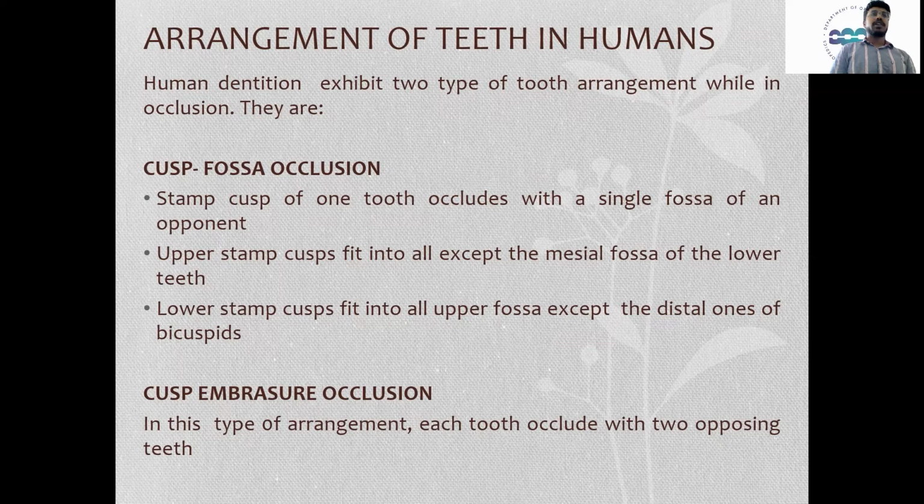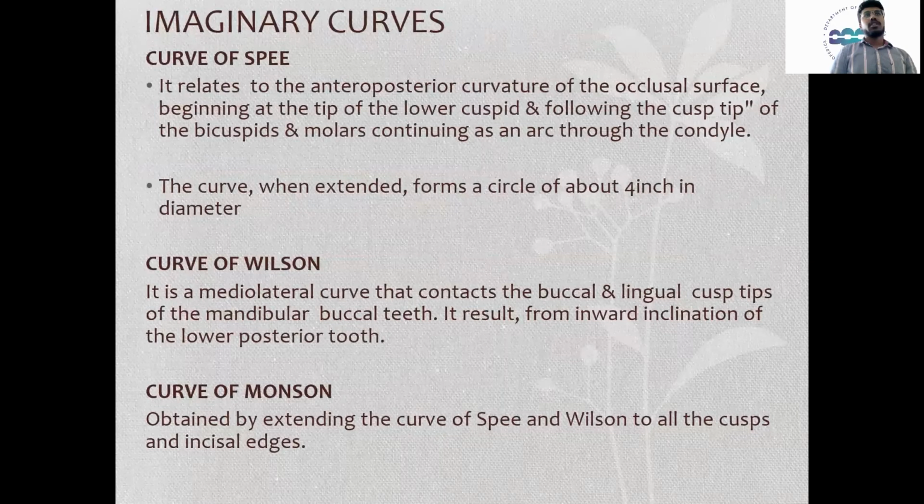Next comes the cusp embrasure occlusion. In this type of teeth arrangement, each tooth occludes with the two opposing teeth and their embrasures. There are a few imaginary curves present in the human dentition that are important in the field of orthodontics. So what are these curves? These curves are the curve of Spee, curve of Wilson, and the curve of Monson. So let us define the curve of Spee first. What is a curve of Spee?